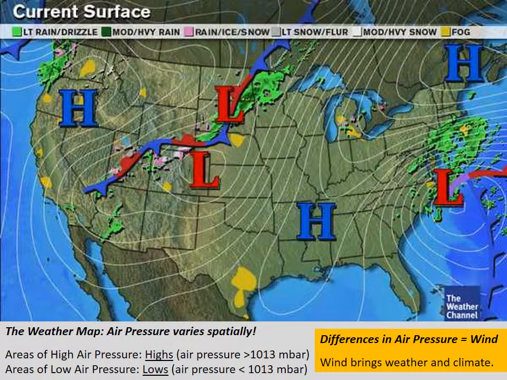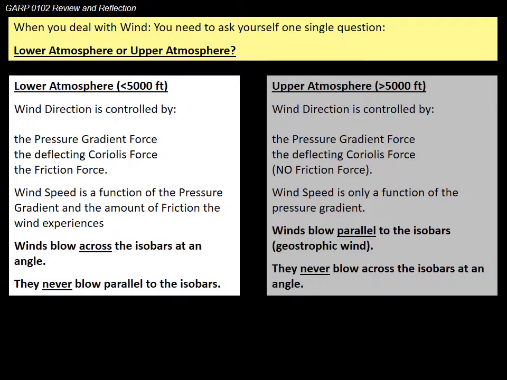We see highs, blue H's, we see lows, red L's, and in this case, also our isobars, our changes in air pressure. If we have differences in air pressure, we get wind. And wind brings us weather and climate. So that's the basic connection here. Here's our little cheat sheet. We developed that in class on Friday.